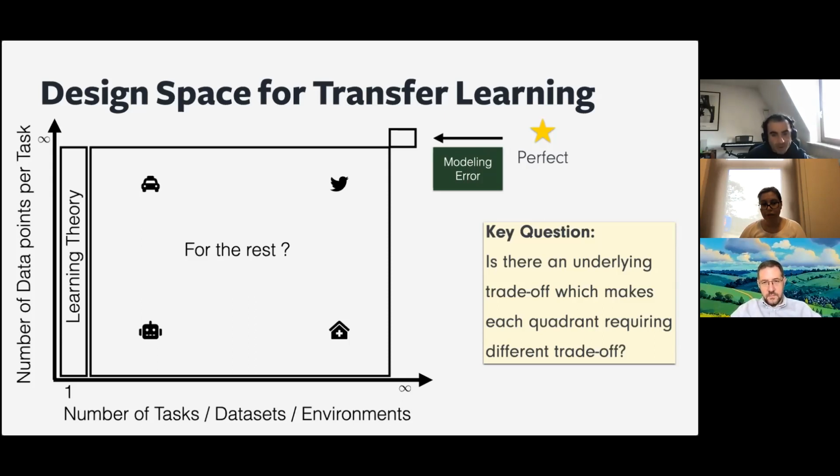So if you're a practitioner and you only have the budget to increase the tasks by 1 or increase the number of data points by 1,000, which one should you choose? And maybe more importantly, are the algorithms always better in the entire space, or do we need to design different machine learning algorithms for each quadrant? And in reality, all these quadrants matter.